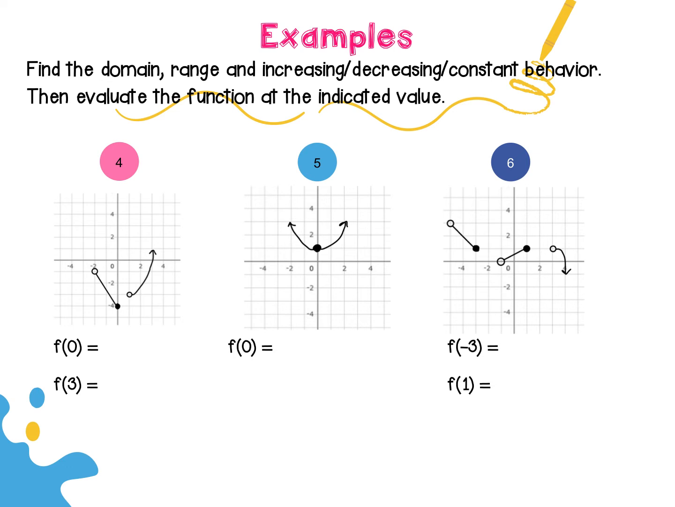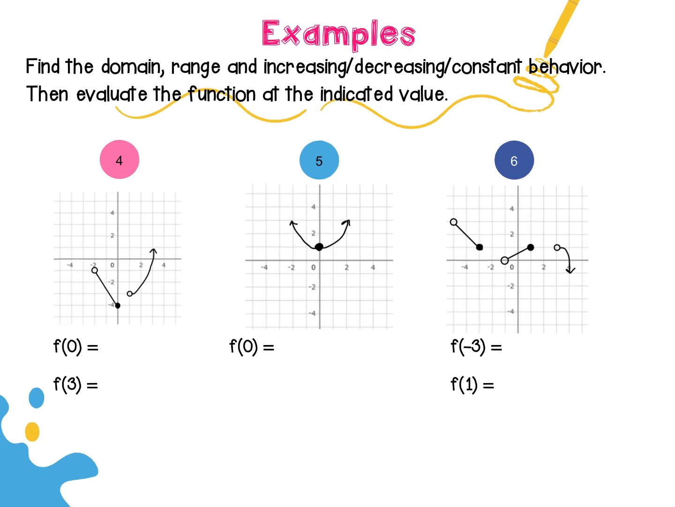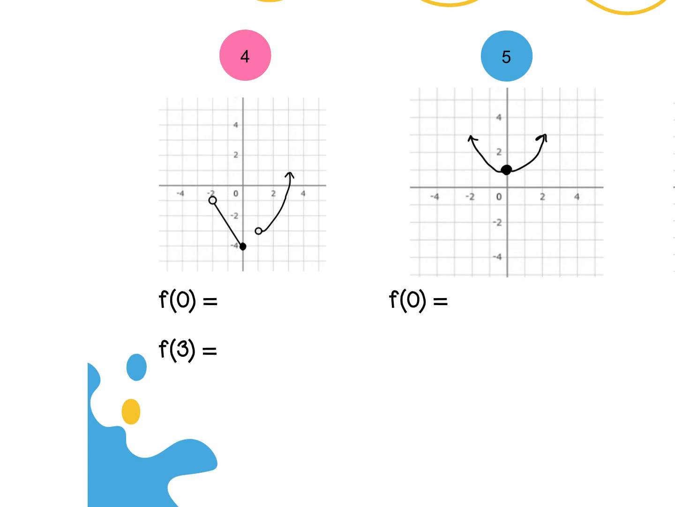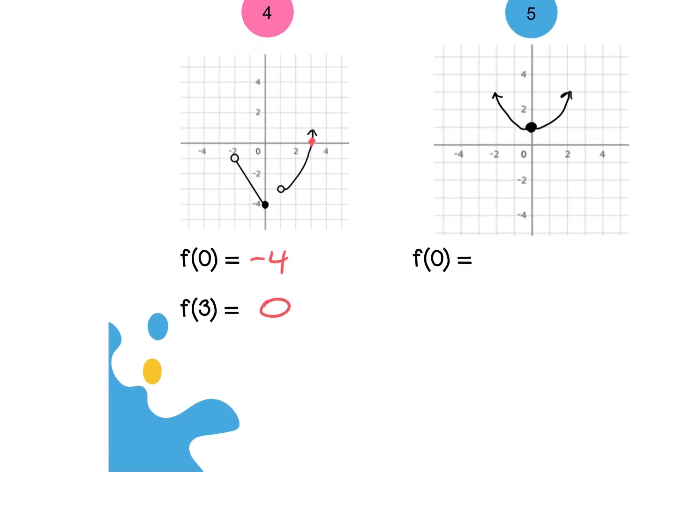Now they also want us to find some values of the function using the graph. We don't have an equation to plug 0 into, but we can look to see where x equals 0 and what the corresponding y value is. So x equals 0 is going to be right here. And if I follow it down, the corresponding y for 0 is going to be -4. And then if I do +3 for the x, which is right here, it's the ordered pair 3, 0. So my y value is 0.